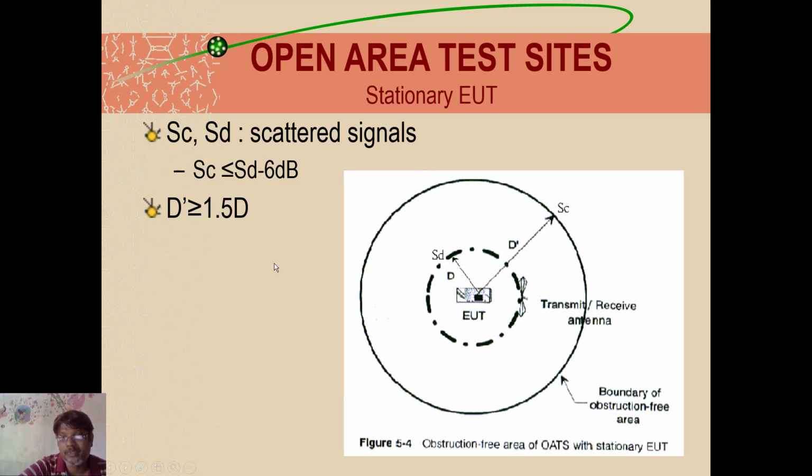When you keep your equipment stationary, that's your environment, the open area test environment. Around the equipment, you'll have a D radius, and there you'll have SD, the device scattering circle. The scattering circumference goes up to D dash, where D dash is 1.5 times D. This is the relation we have. Apart from this, what is the scattering level? You should have SD minus 6 dB of scattering level.